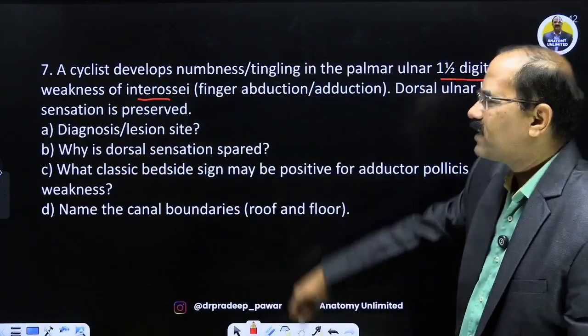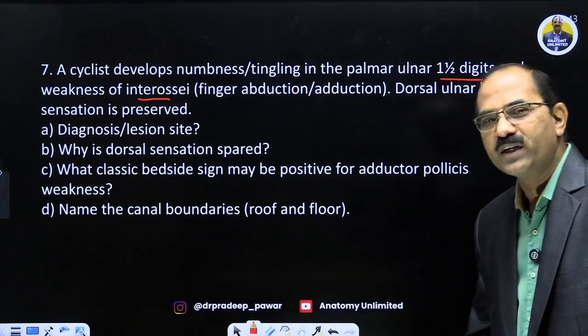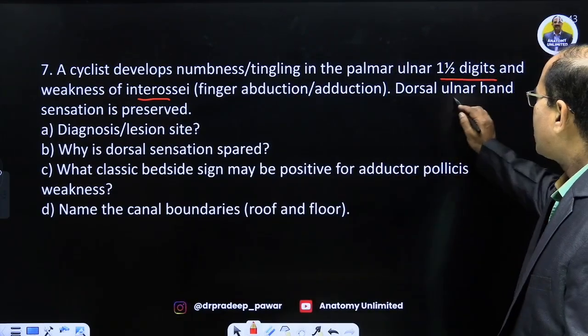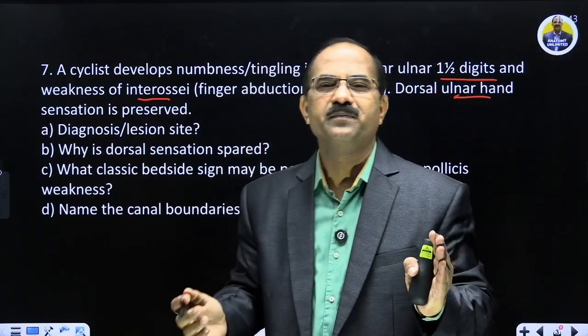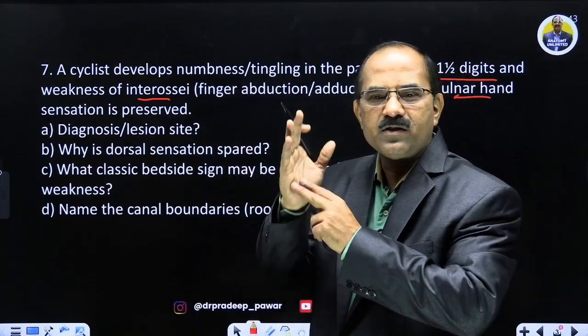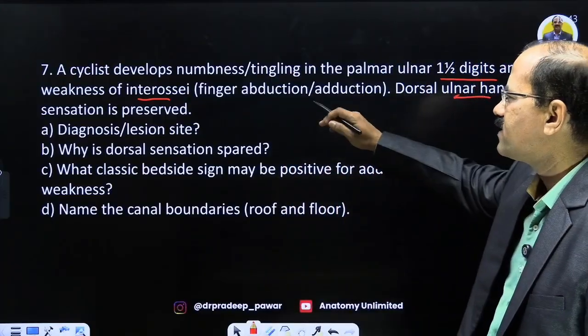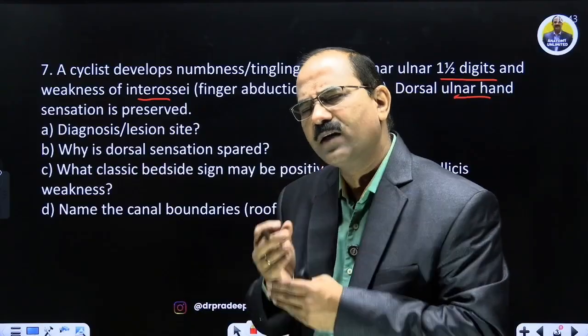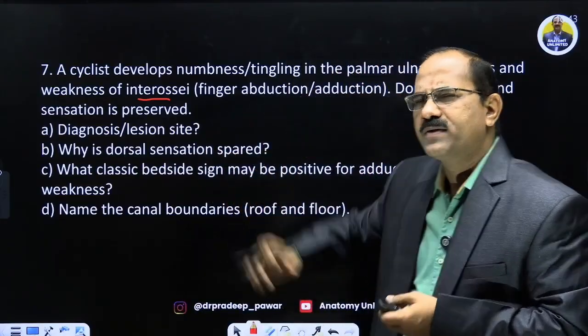Okay, so the cyclist develops numbness and tingling in the palmar ulnar 1.5 digits and weakness of interossei. Dorsal ulnar hand sensation is preserved. That means the dorsal aspect sensation is preserved, only the palmar aspect sensation is gone. Palmar aspect and dorsal aspect ulnar hand sensation: the entire dorsal aspect will not be lost, but partly will be lost.